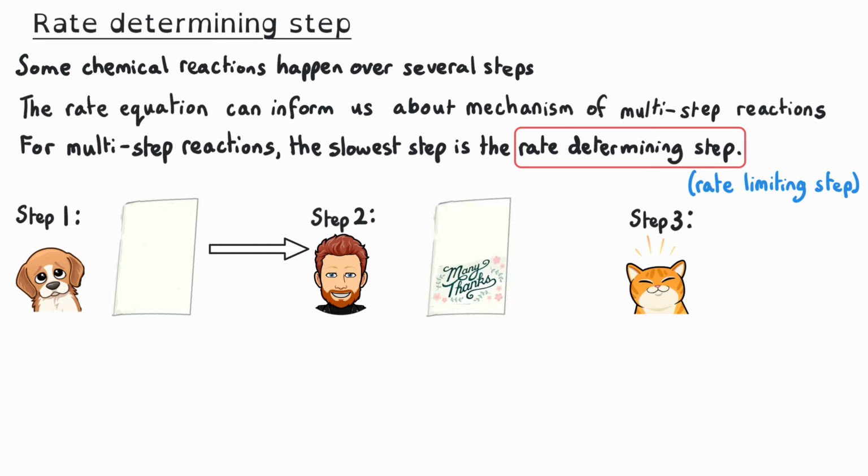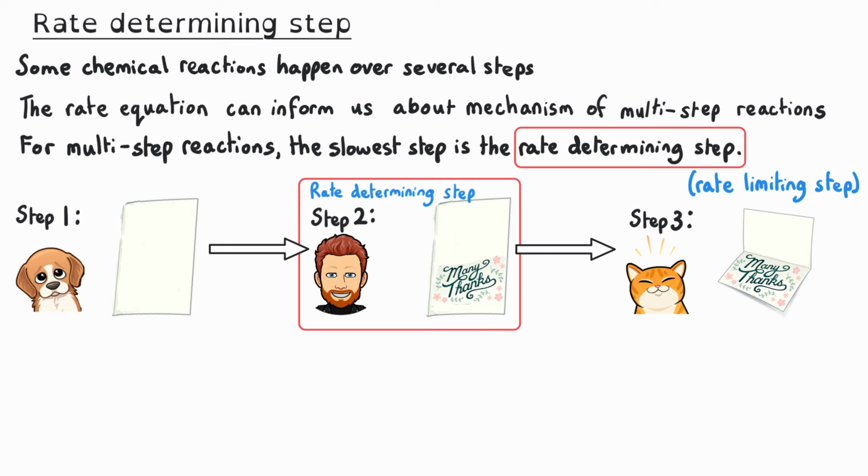In step 2, this person writes many thanks and draws a quick picture on the card, and then they pass it on to the next person. And then in step 3, this person folds the card ready to post it. It's clear from this example that person 2's job takes the longest, and all the steps have got different speeds. And so how quickly person 2 does their step will determine the rate of the whole process.